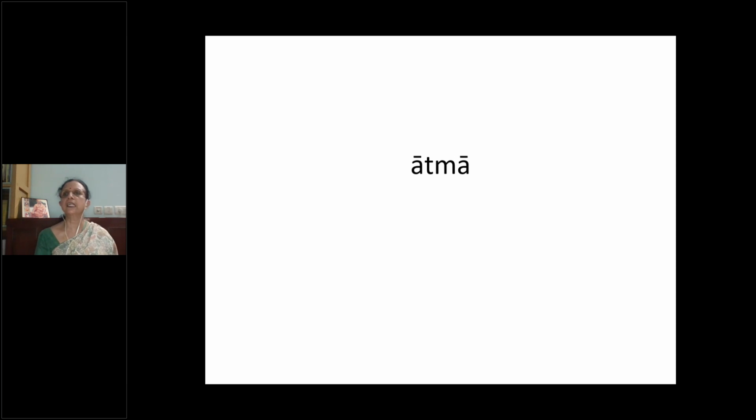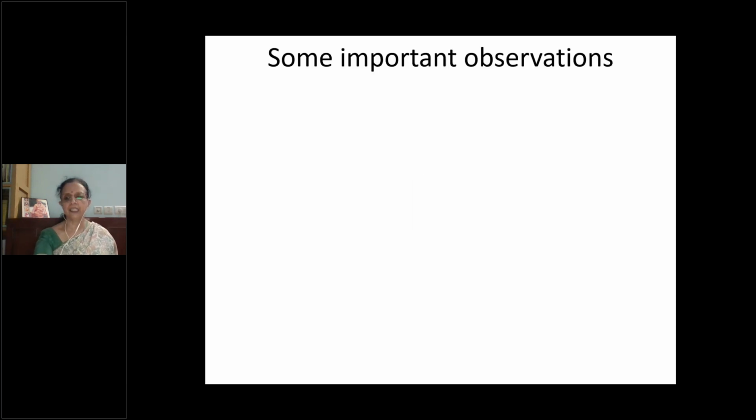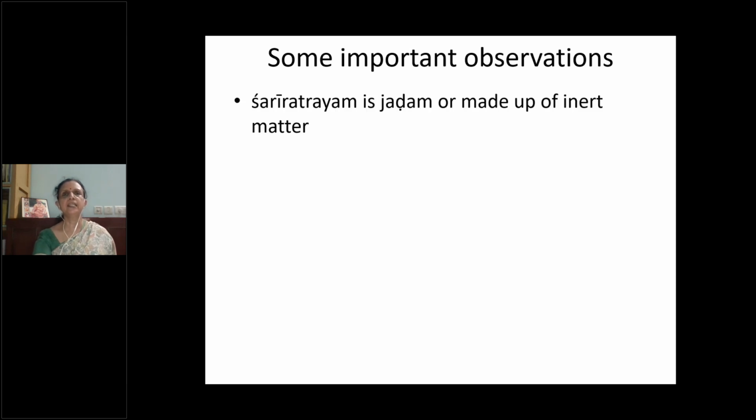We also said that the causal body is the one in which the potential shariram exists. That is also a form of matter or material. Only thing is it is more subtle in nature. So what are we arriving at now? Shariratrayam is material in nature. So in Sanskritam, it is jadam, right? Matter is called jadam. So all that we have seen so far is jadam. Shariratrayam is jadam. It is made up of inert matter, right?